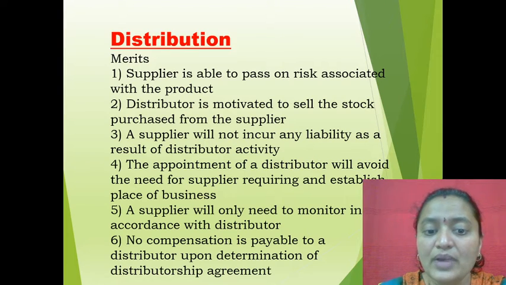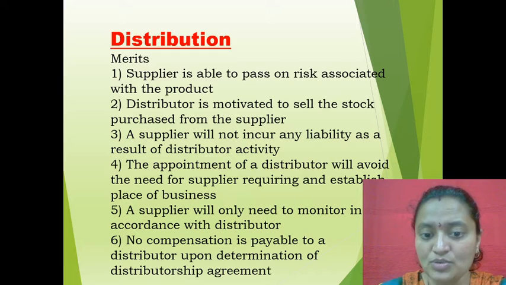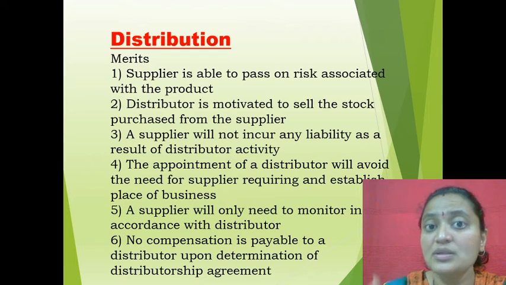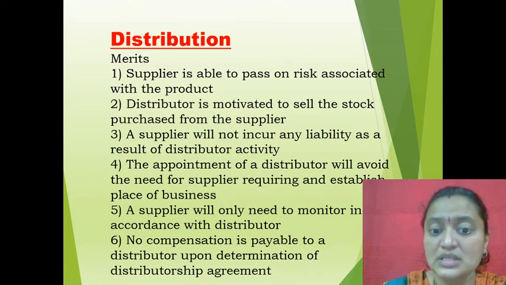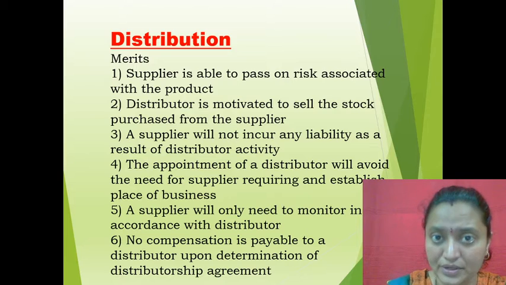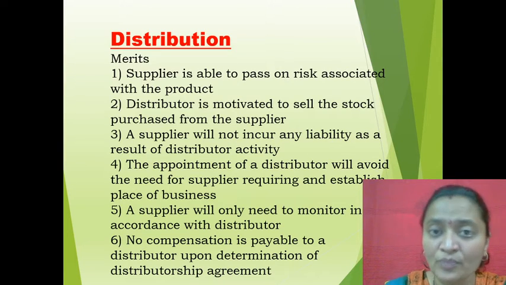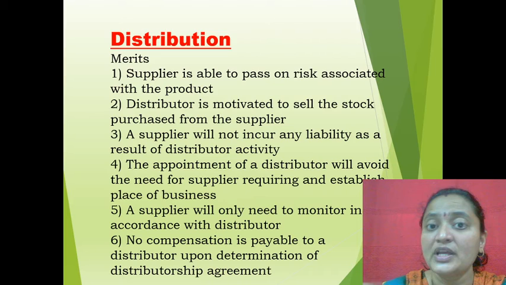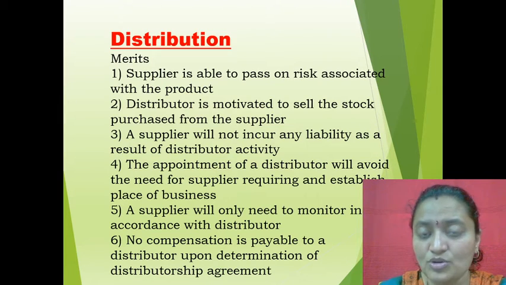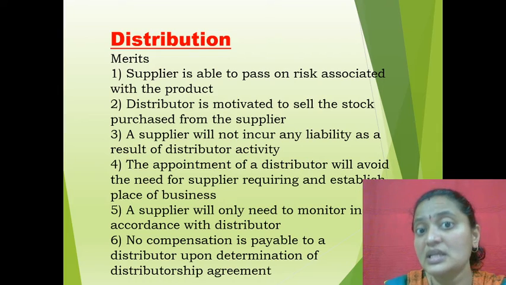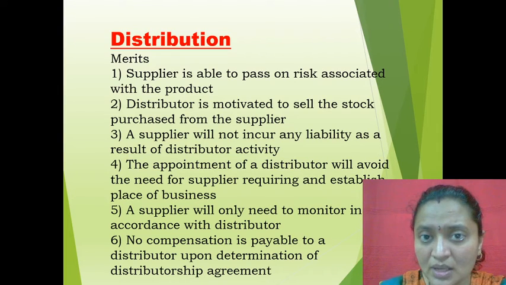Then: a supplier will only need to monitor in accordance with the distributor. What is the main responsibility of the supplier? They need to monitor. Monitor means they need to check, in accordance with the distributor, whether the goods have been properly distributed or whether they are facing any difficulties or problems in between.